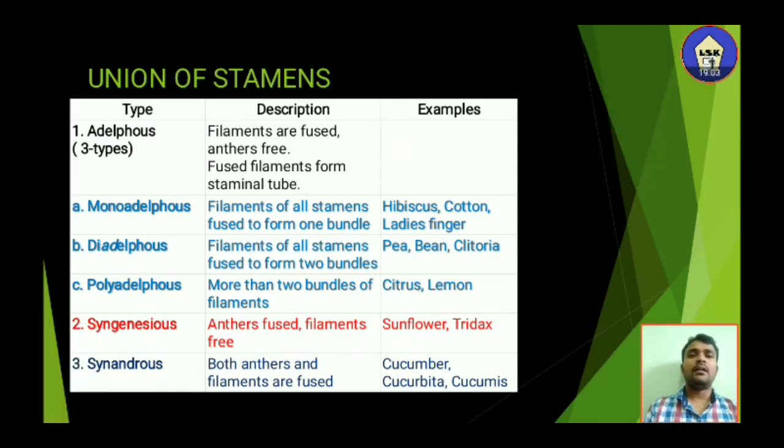The next one is the syngenesious type. This is separate from adelphous, followed by the syngenesious. In the syngenesious type, the anthers are fused, but filaments are free. So in the previous cases, filaments are fused and anthers are free. But here, anthers are fused and the filaments are free. This condition is called syngenesious. The example for this is sunflower as well as tridax. Very unique type of arrangement.